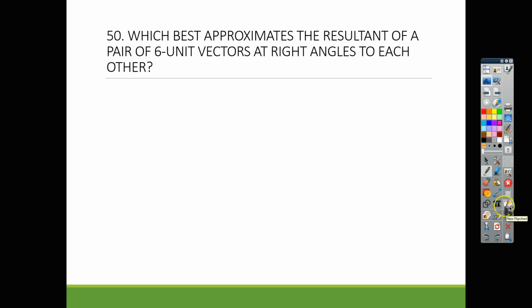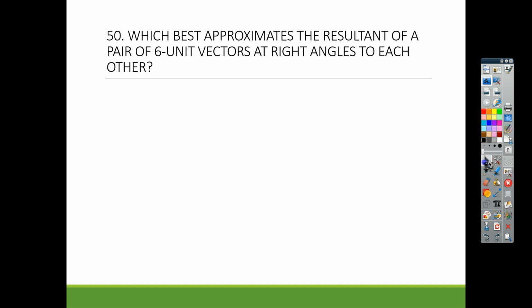And that is number 41 through number 50 for 2D projectile motion.